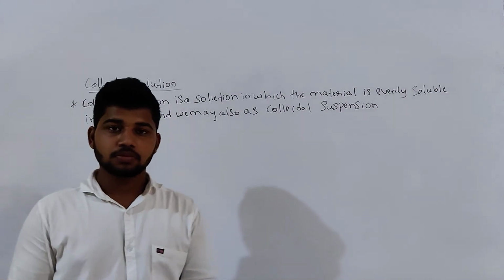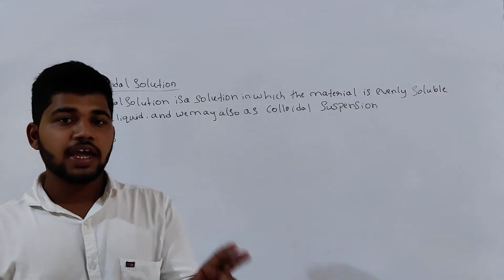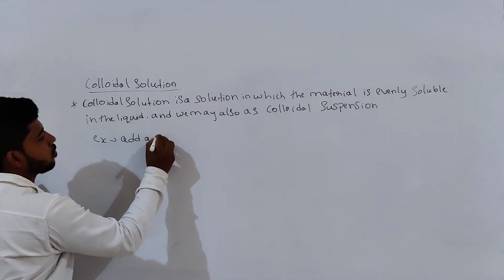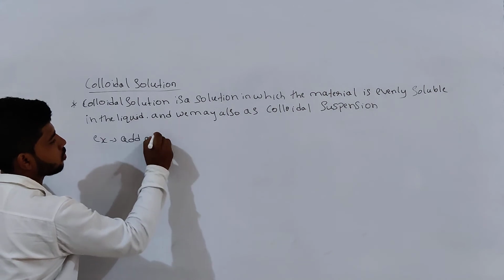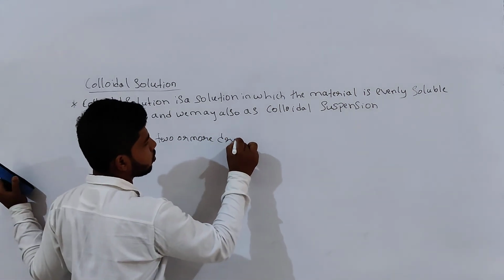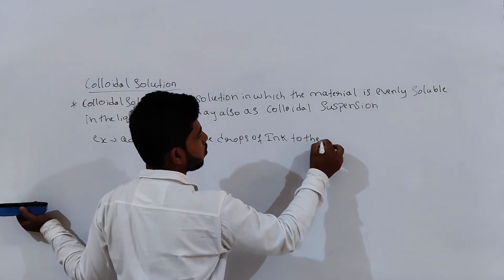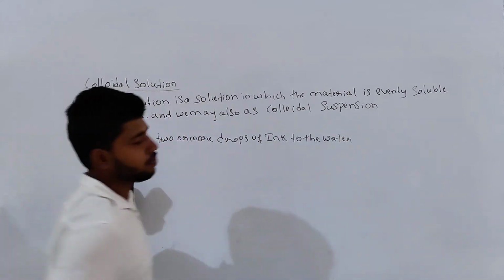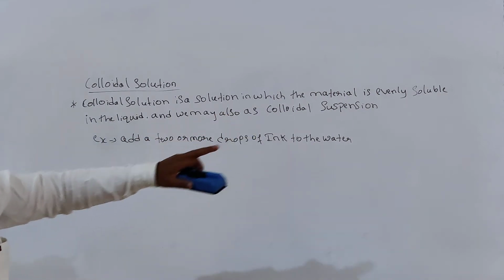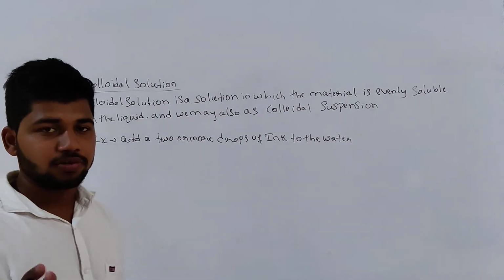An example of a colloidal solution: in water, add two or three drops of ink. What is the colloidal solution? It is a solution in which the material is evenly dispersed in the liquid, also called a colloidal suspension. The example is adding a few drops of ink to the water.